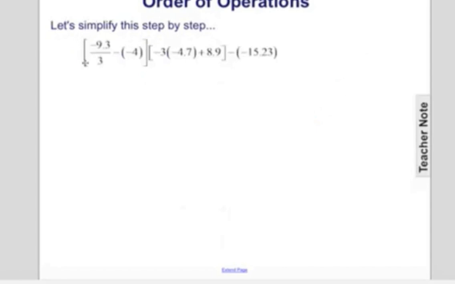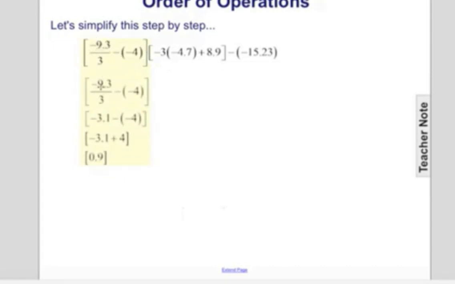Alright, so we have brackets here, parentheses. We have that multiplied by another expression inside of parentheses here. And then we have subtraction of this constant at the end. So let's start with the first parentheses on the left. We would first simplify all of this before we do anything else over here.